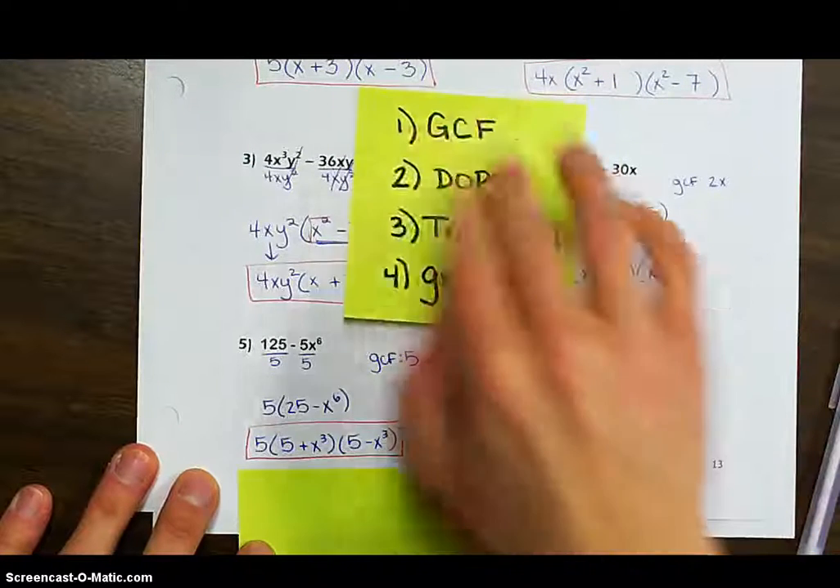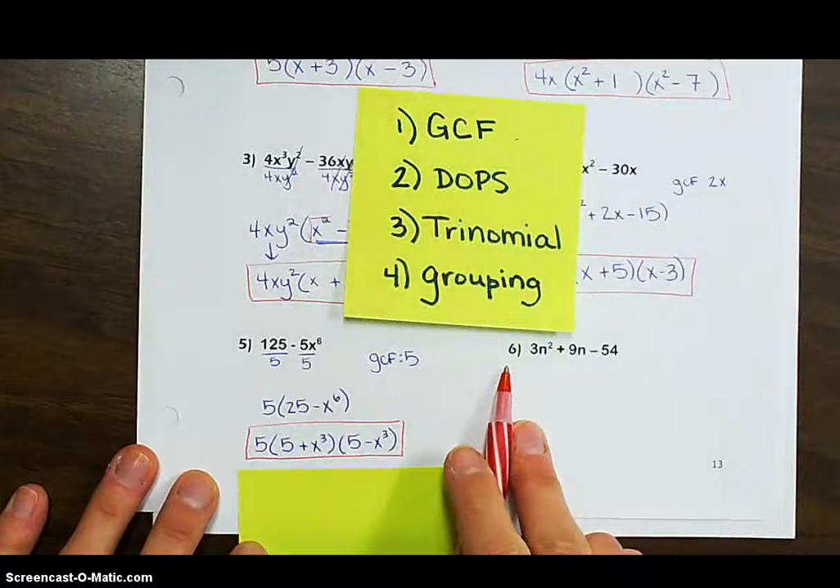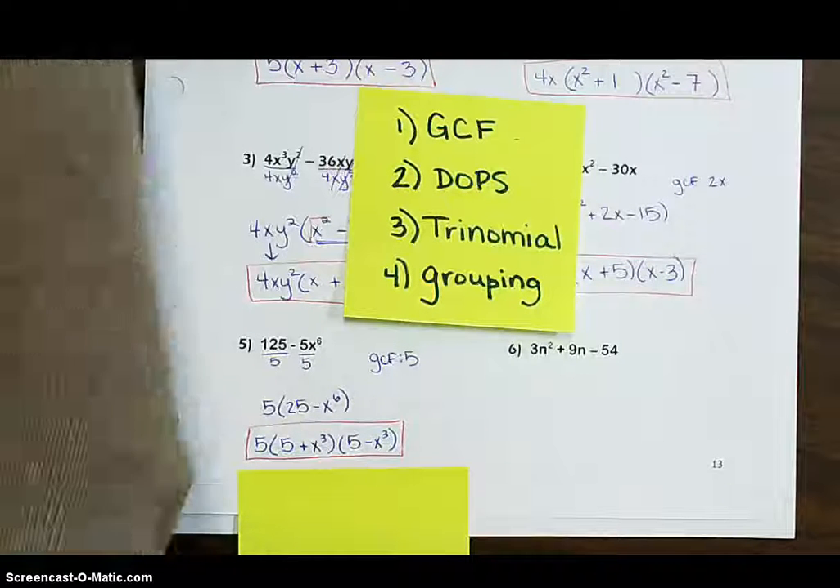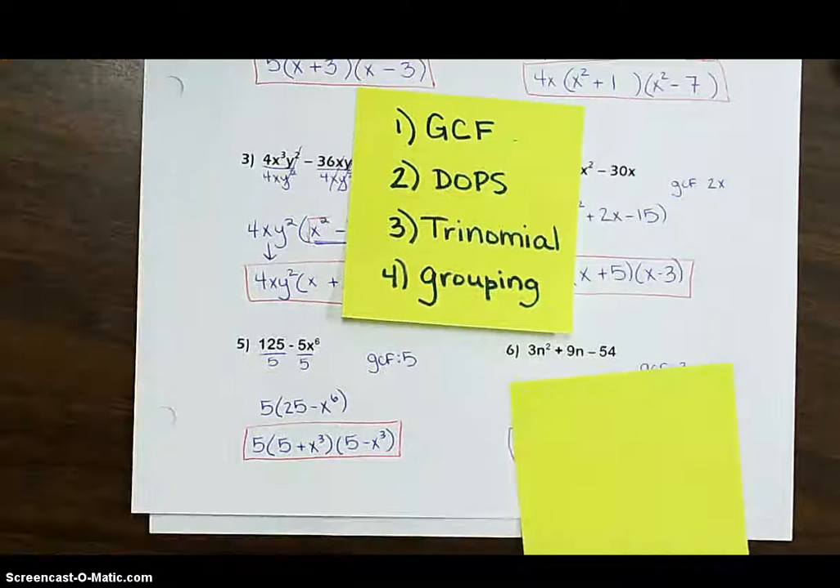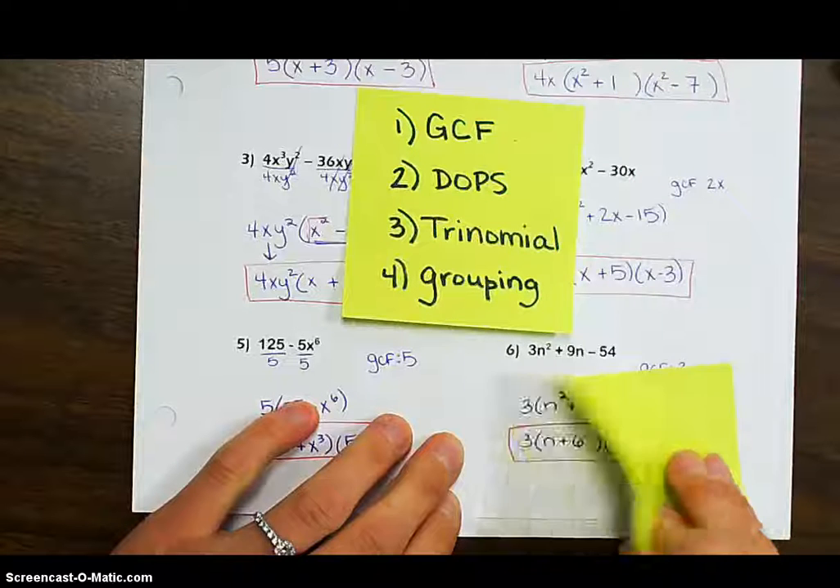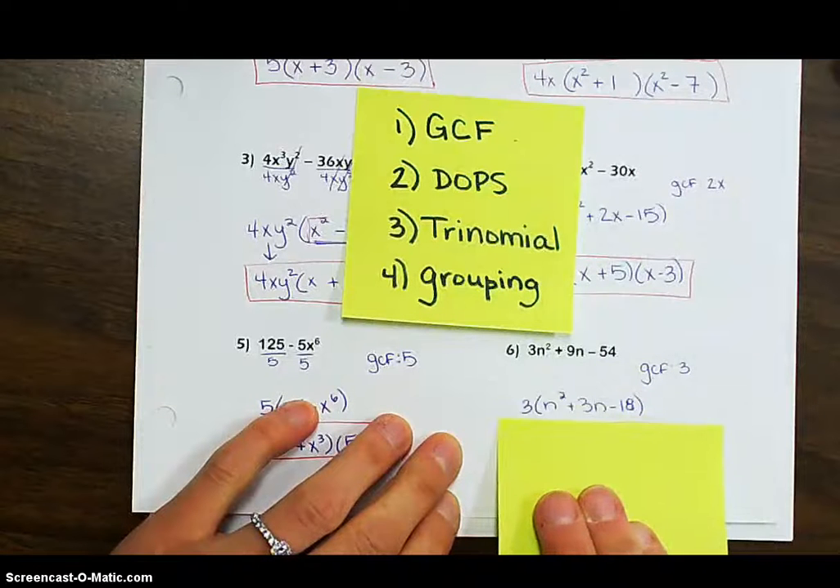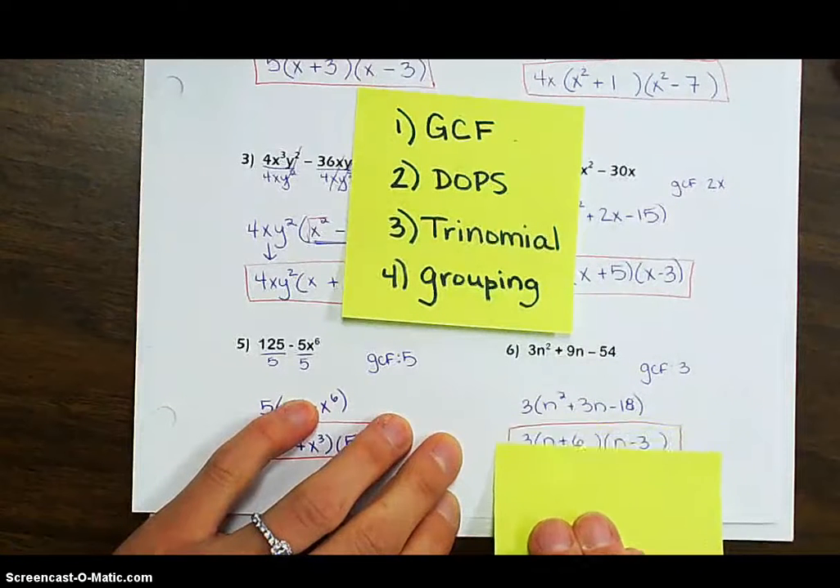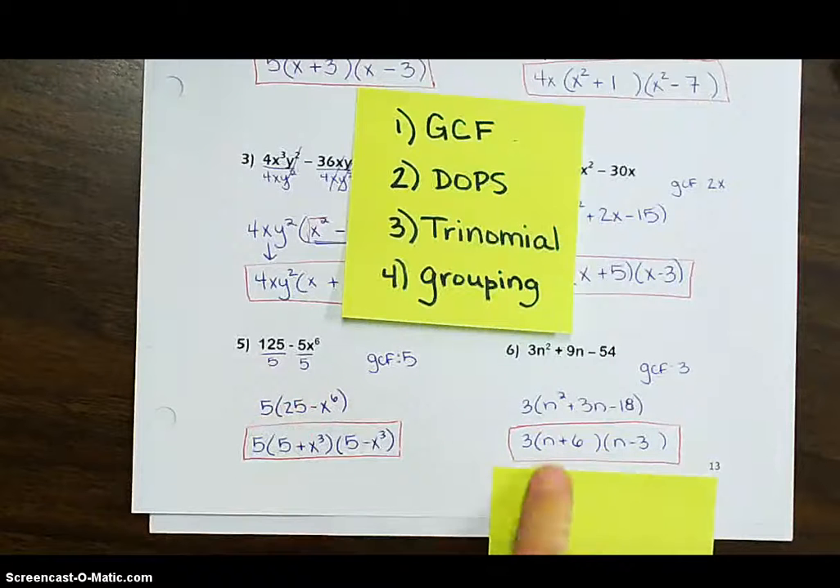All right, so let's go ahead. We've got one more left. So everybody take a look at number 6. Go ahead, factor completely. All right, let's take a look. Did you get a GCF of 3? And then you had a trinomial, factor using trinomial factoring to get 3, n plus 6, n minus 3.